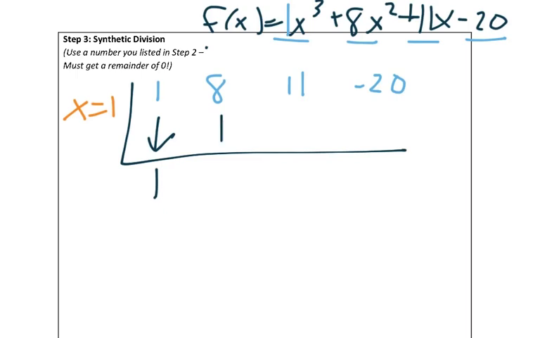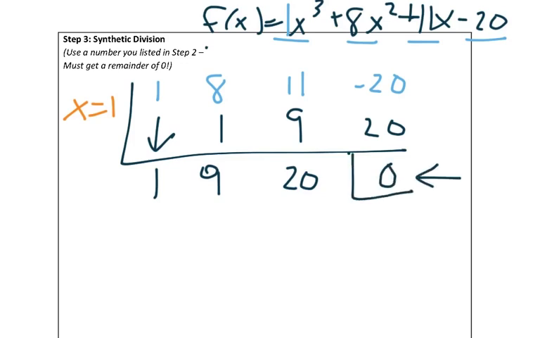1 times 1 is 1. 8 plus 1 is 9. 9 times 1 is 9. 11 plus 9 is 20. 20 times 1 is 20. And negative 20 plus 20 is 0. And this is my remainder. And because it's 0, it means that I do have an answer of x equals 1.